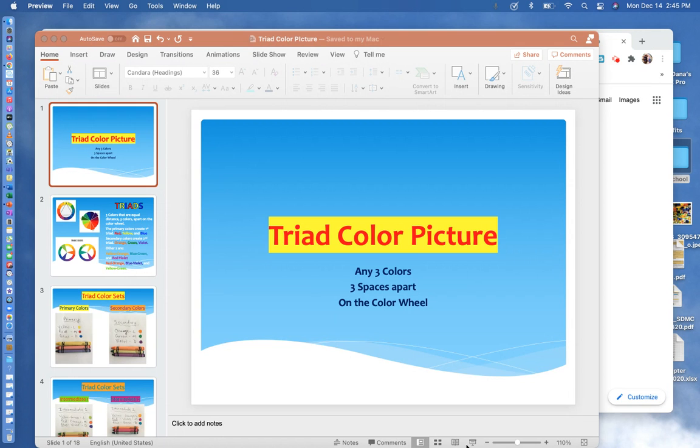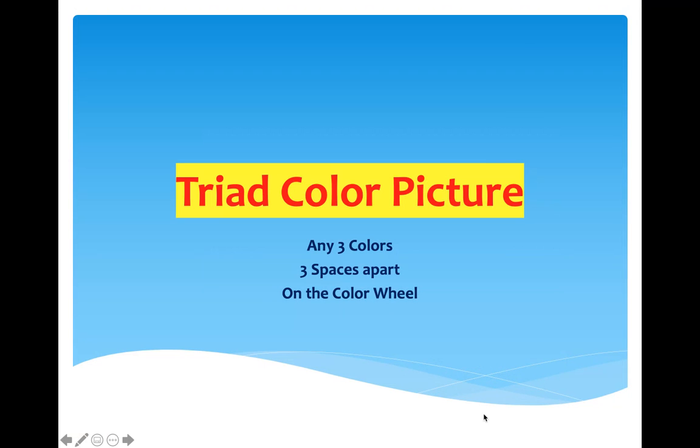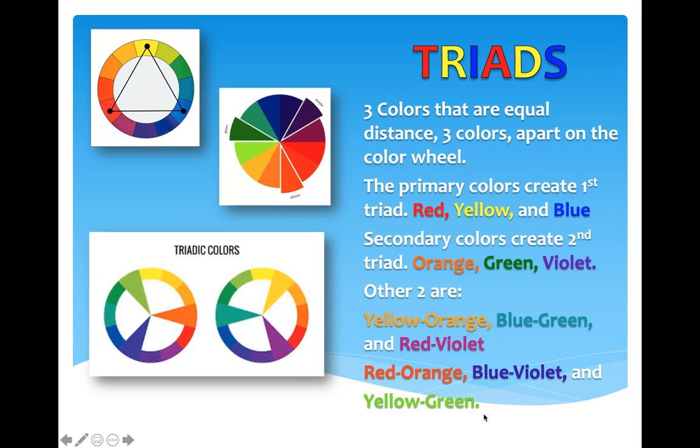All right, let's go back to our slideshow. So, triads, 3 colors that are equal distance, 3 colors apart on the color wheel. And of course, we know, I just went over the primary colors, and these, of course, are the intermediates, and these are showing the intermediate 1 and intermediate 2.